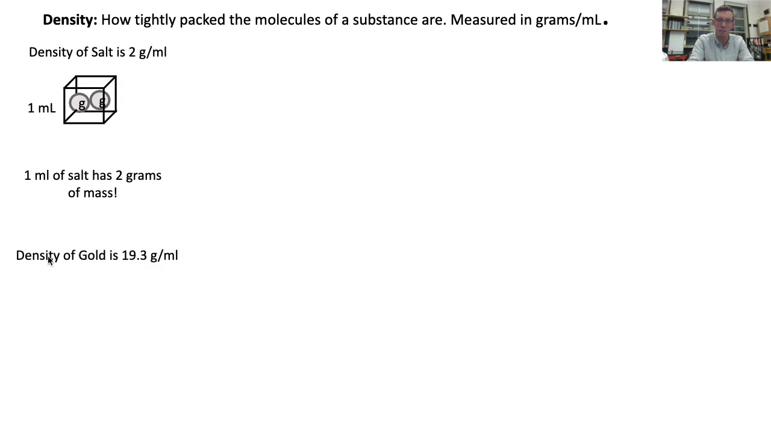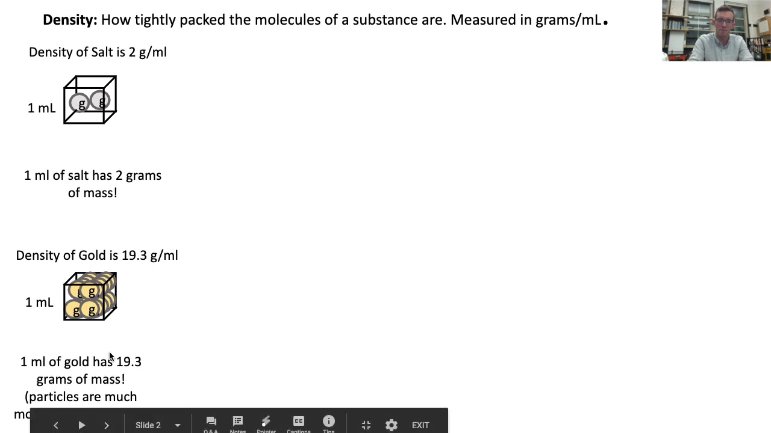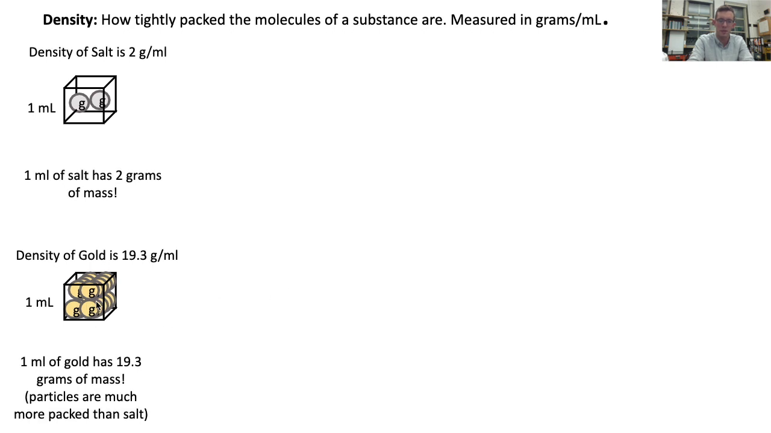For another example, the density of gold is 19.3 grams per milliliter. That just means that 1 milliliter of gold weighs 19.3 grams. What you'll notice is that a single milliliter of gold, because it has the higher density, has its particles much more tightly packed together than salt's. So knowing the density allows you to predict the weights of other amounts of a substance.